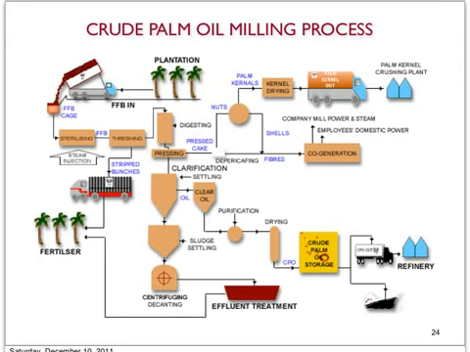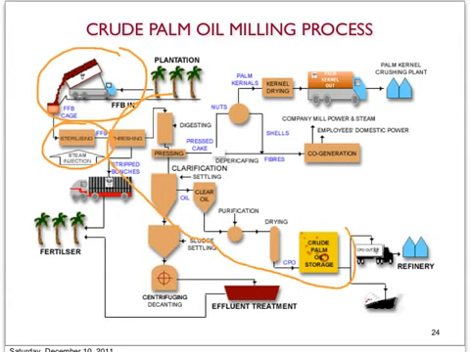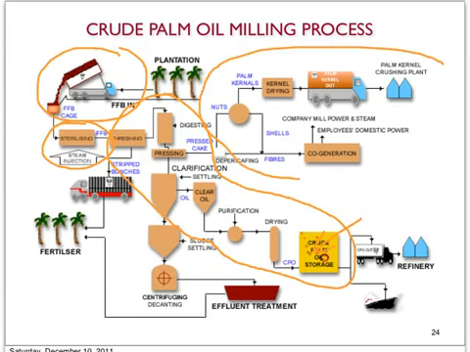This is another picture, or flow chart, showing the same process as the previous slide. So basically we start by transporting the raw material into the factory, and it will go through a sterilization process, and the whole process here is the stages to get the crude palm oil. And the kernel, which is the middle part of the fruits, will go through a separate process, usually in a different part of the factory, to produce the palm kernel oil.